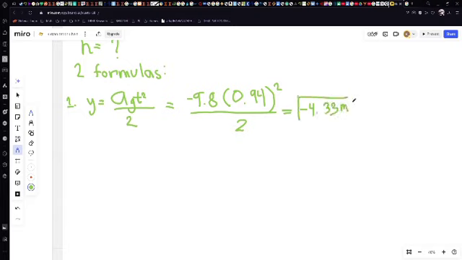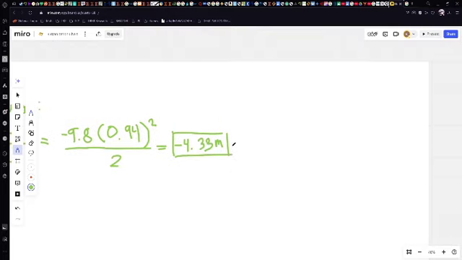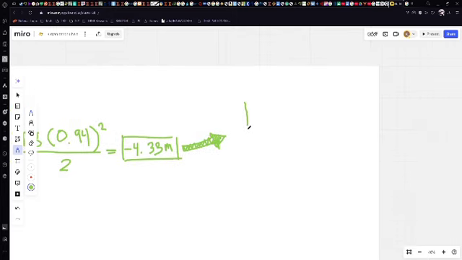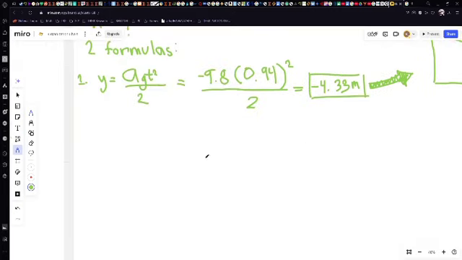It's negative because this formula starts from the top to the bottom, as shown by the illustration here. We are solving the maximum height by only using half of the range. This is why we're using 0.94 for time instead of 1.88. We are starting from the maximum height to the bottom.